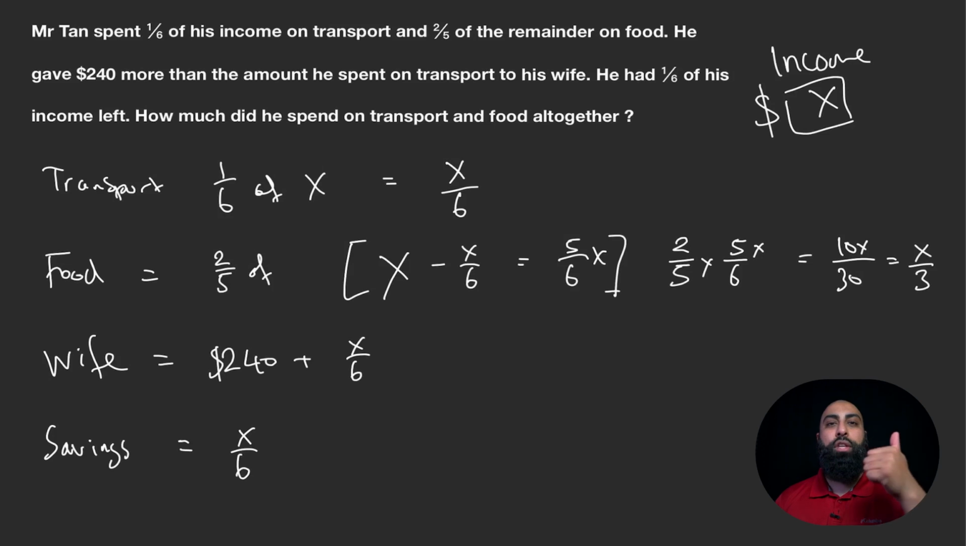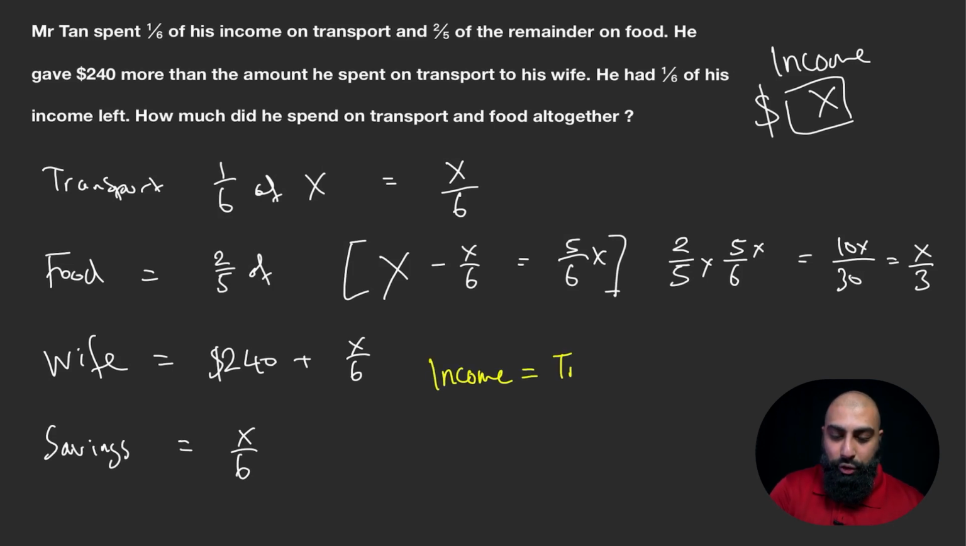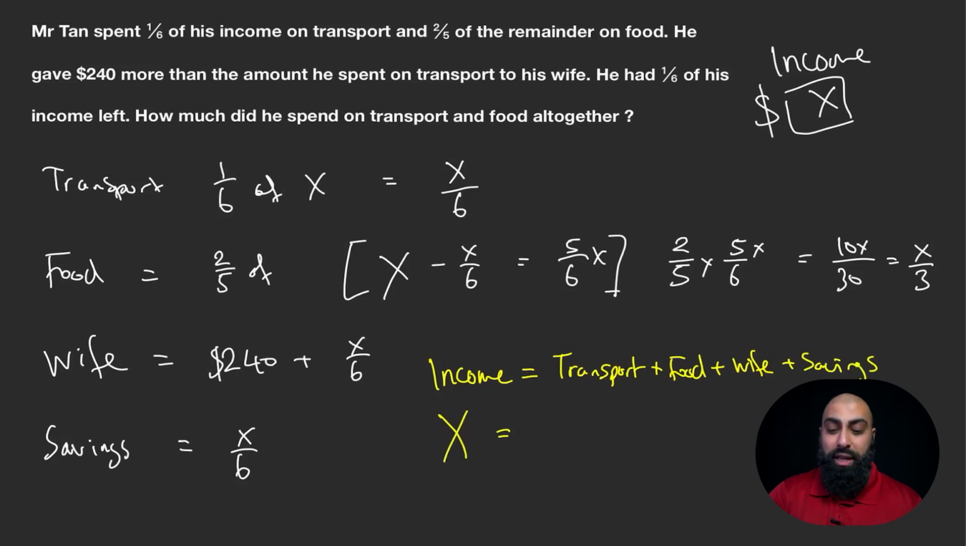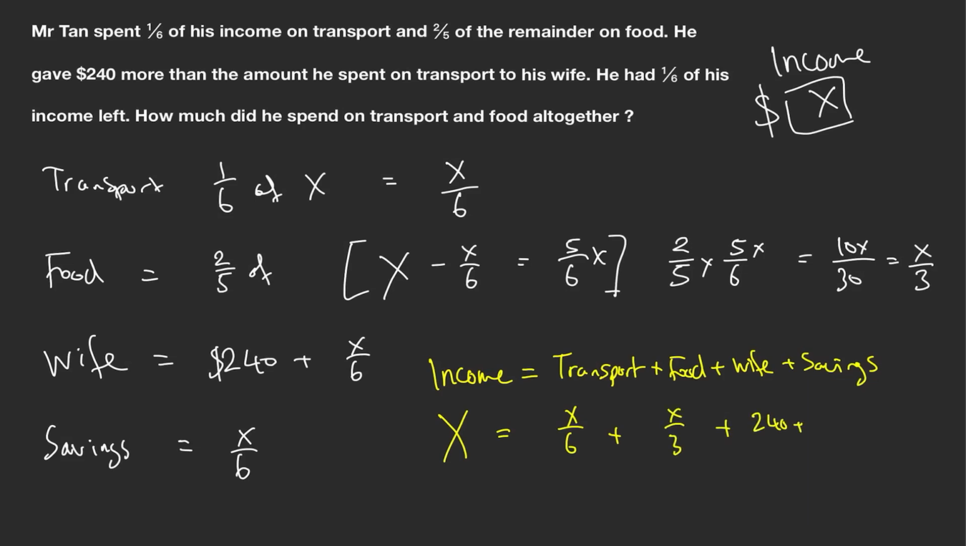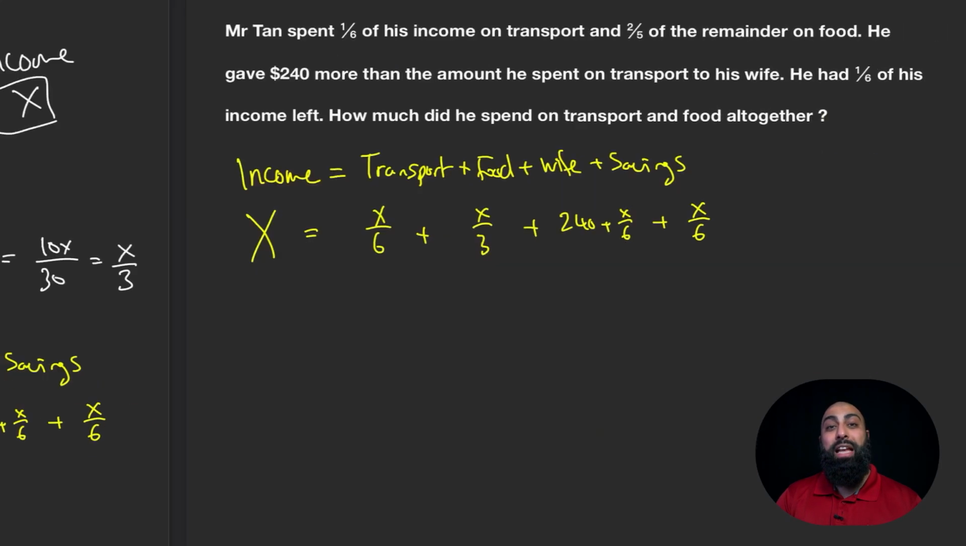So the sum of the transport, food, the amount he gave to his wife, and his savings should be the total for the income. So we can say his total income is equal to the transport plus the food plus whatever he gave to his wife plus his savings. In other words, X is equal to 1/6 of X plus 1/3 of X plus 240, add that 1/6, and then finally his savings, which is 1/6 of X. So that equation should be the total amount of income that he has. Let's go ahead and solve that equation.